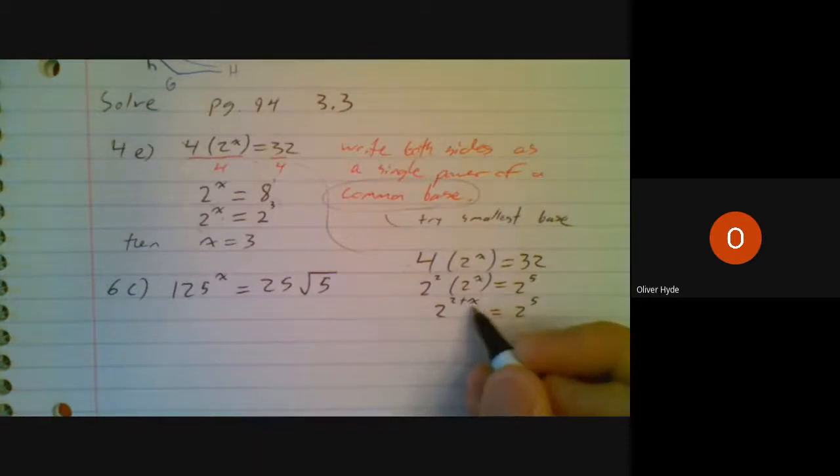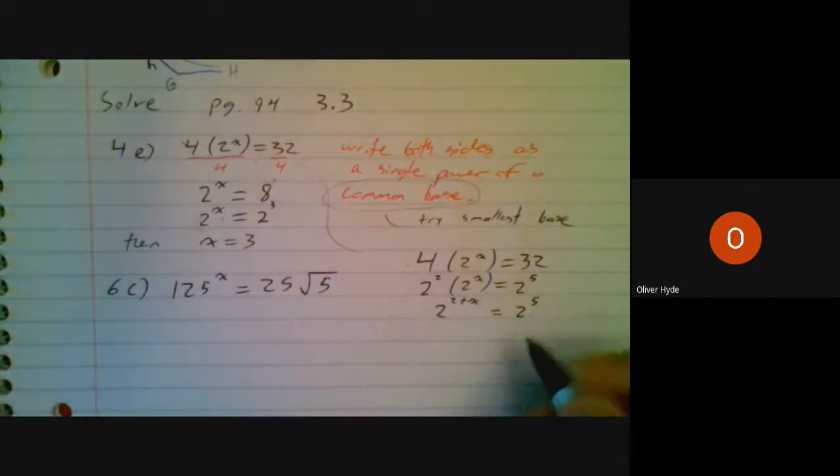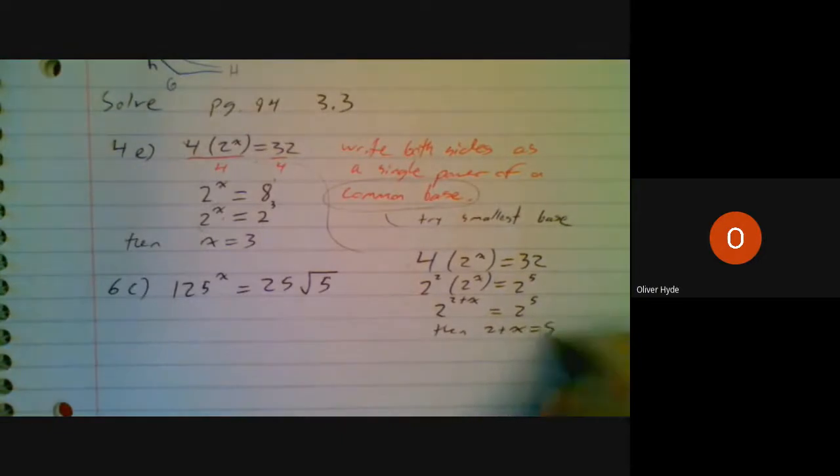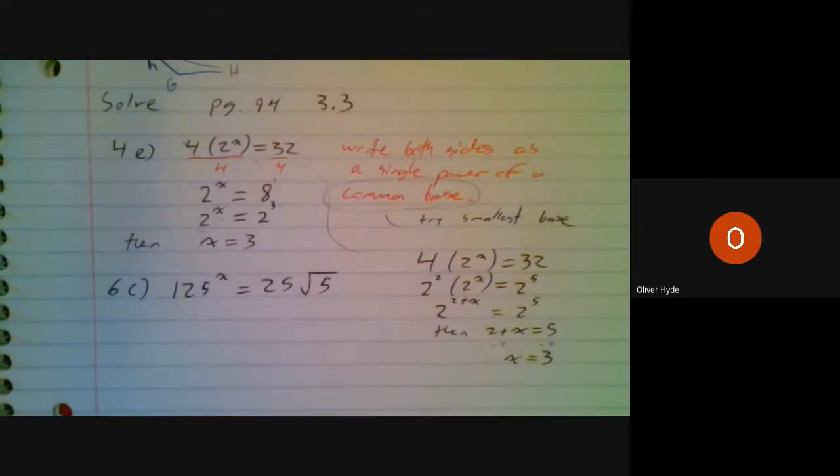And if 2 to the exponent 2 plus x is equal to 2 to the exponent 5, that means that 2 plus x has to equal 5. And notice that now I have a linear equation that I can solve by isolation. And I should get the same solution, the same answer, I suppose.